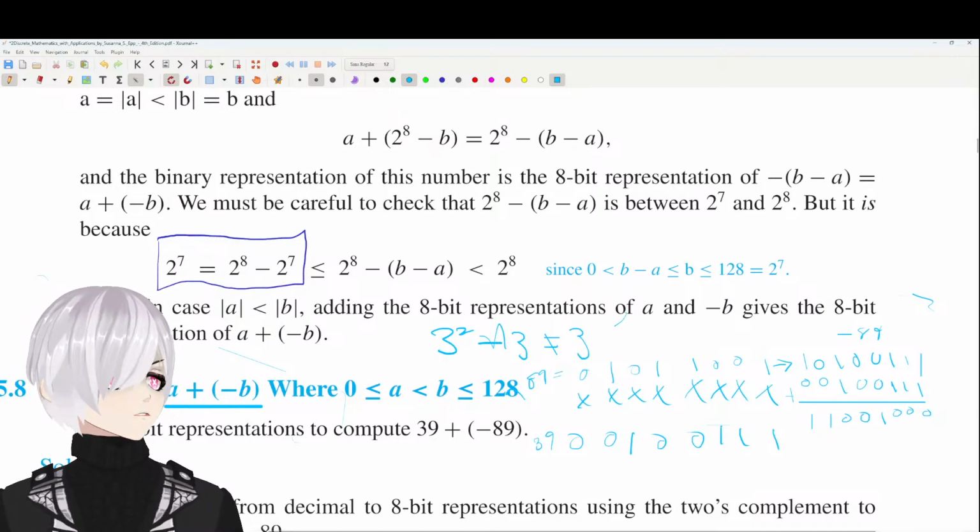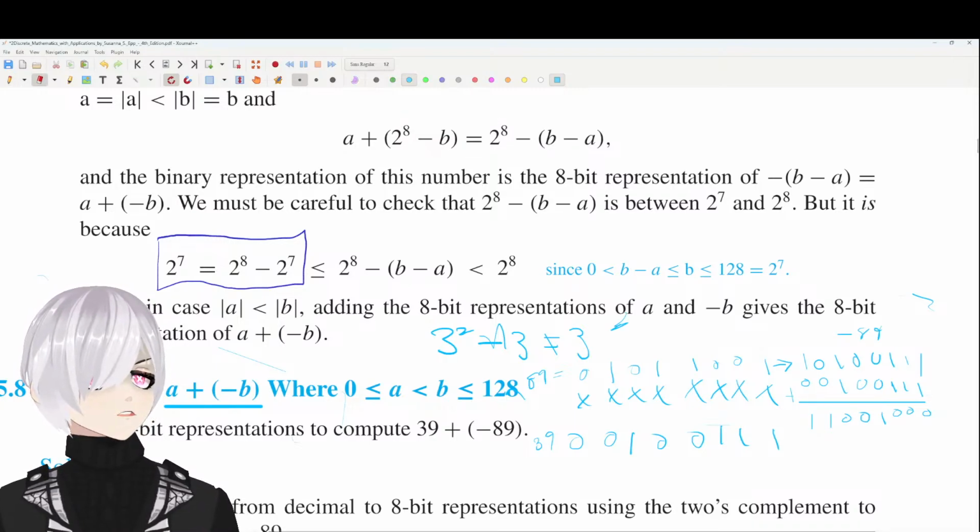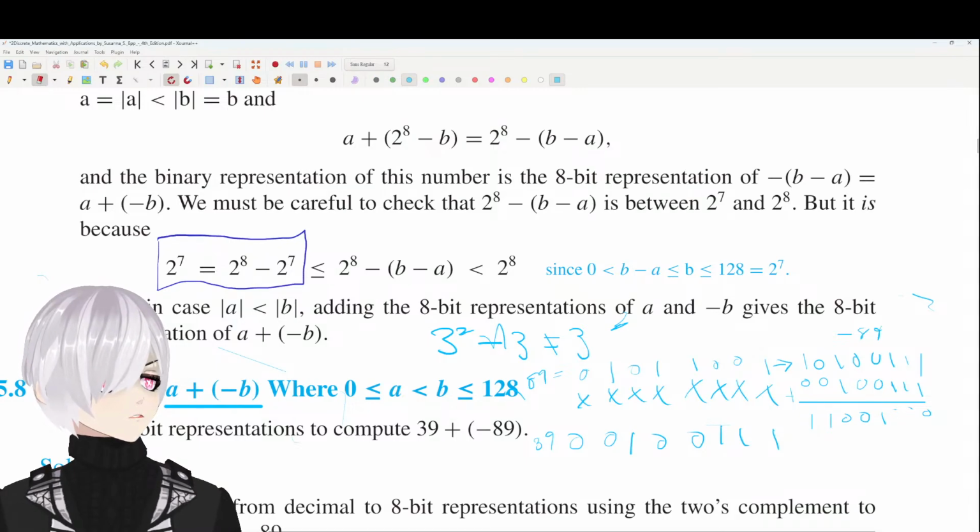Yeah, so whenever you get 1 0 in a column, you put the 0 in the column and then carry the 1 to the next column.